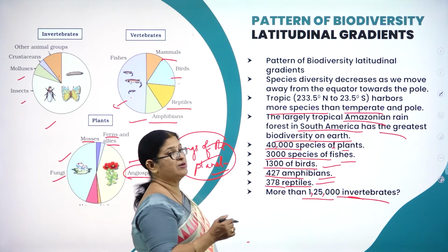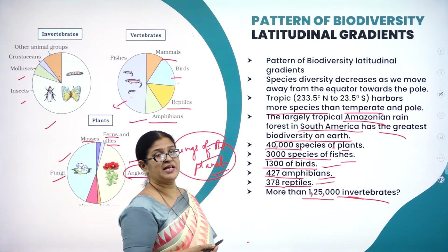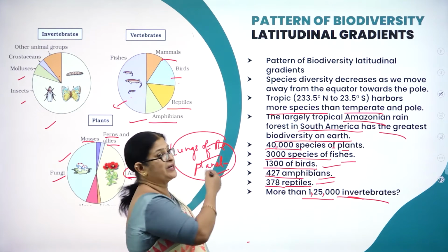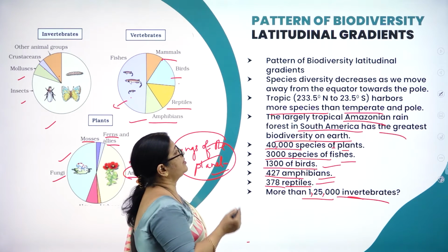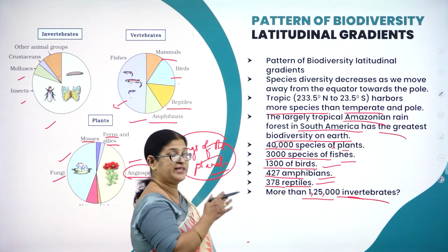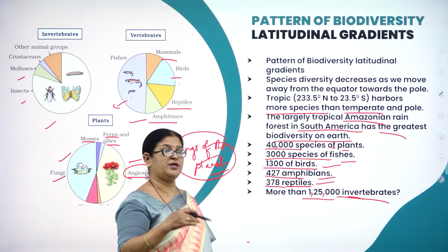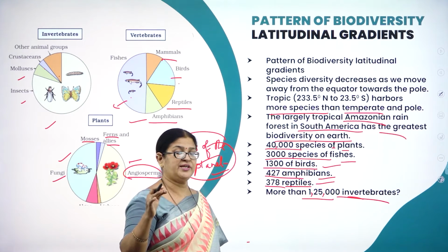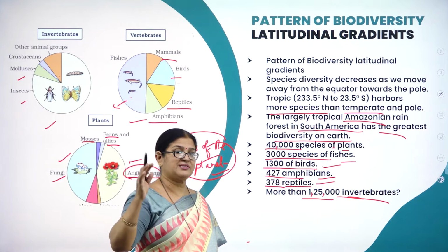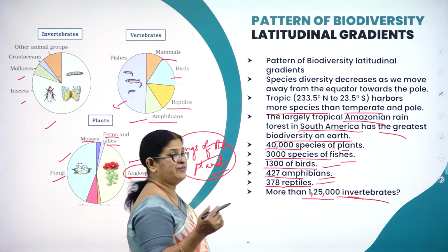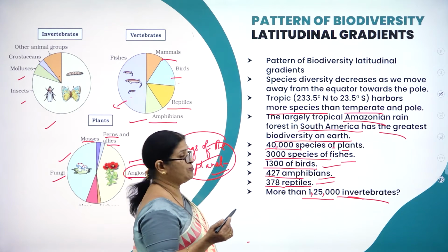So, what is the pattern of biodiversity, or what we call latitudinal gradients, which is also depicted in this beautiful picture. The pattern of biodiversity, that is species diversity, decreases as we move from the equator to the pole because of the variation in the temperature. The cooler the place, the lesser the species diversity.